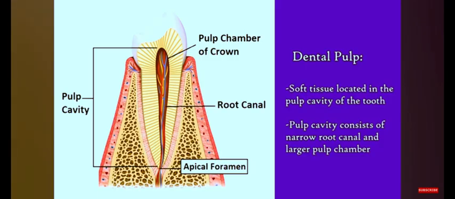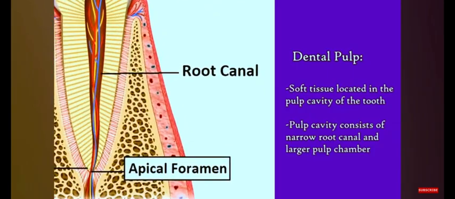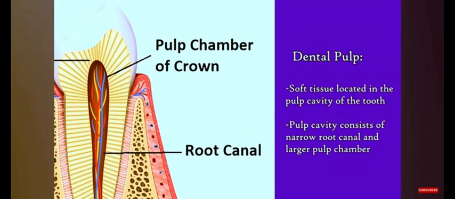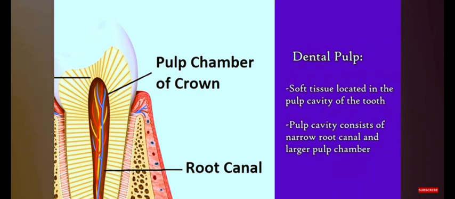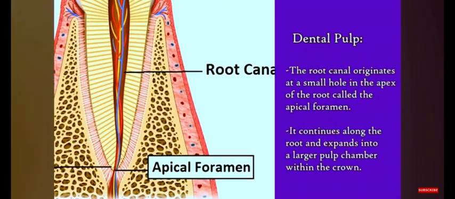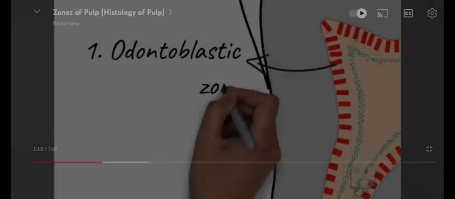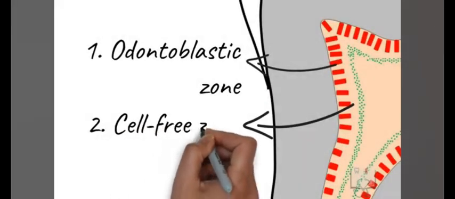The functions of pulp are to produce dentine, that is the formative function; nourish dentin, that is the nutritive function; elicit pain to protect the tooth, that is the protective function; and to repair injured dentine or arrest caries progression by forming reparative dentine, that is the reparative function.